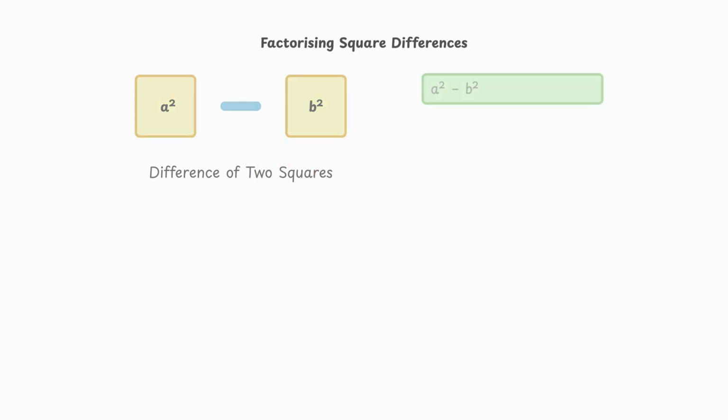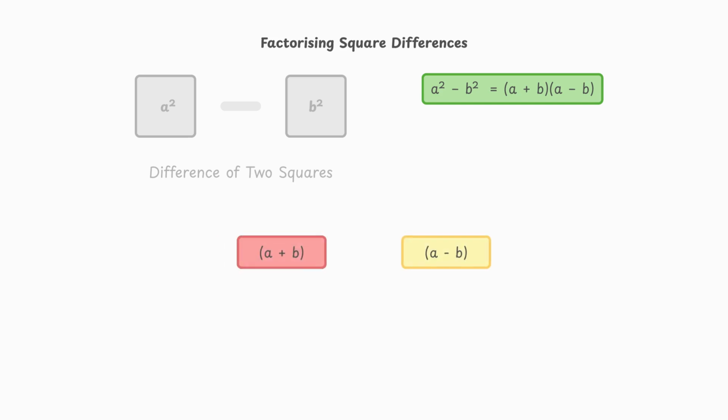Sometimes in algebra, we subtract one square from another. When that happens, we get a special pattern called the difference of two squares. This only works when both terms are squares, and there's a minus sign between them. To factorize a difference of two squares, we write two brackets. One uses plus, the other uses minus. The terms inside stay the same.